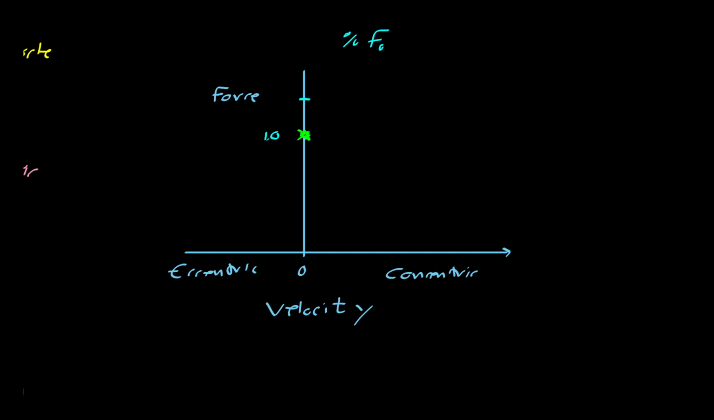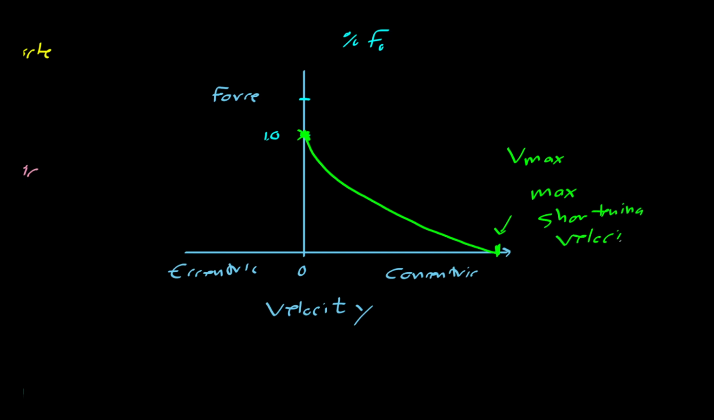We see as the velocity of a muscle increases, as it's shortening more and more, the ability to produce force rapidly decreases. And there's something special about this point right here. It's the maximum shortening velocity. I usually abbreviate that Vmax. So that's the maximum speed at which your muscle can be contracting and produce any force whatsoever. Because once you get out beyond that, your force production capability goes down to 0.